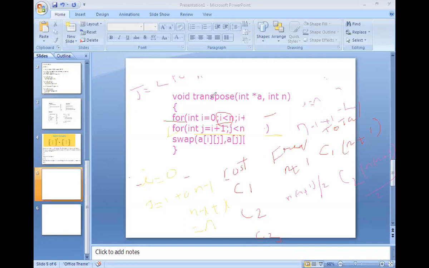Next, coming to C3. C3 is nothing but the transpose of the matrix. Okay, for the transpose of the matrix, what are we going to do here? Okay, we consider this.